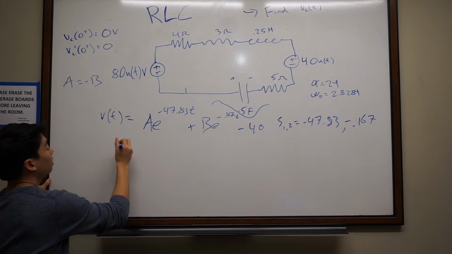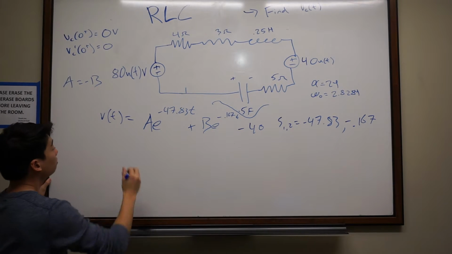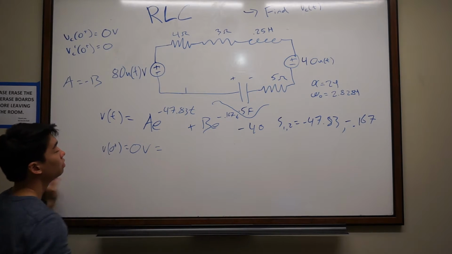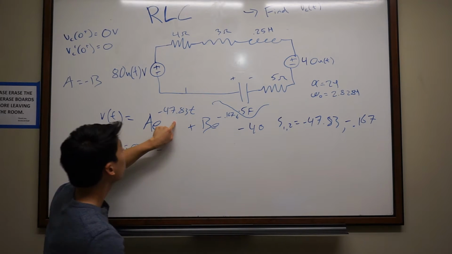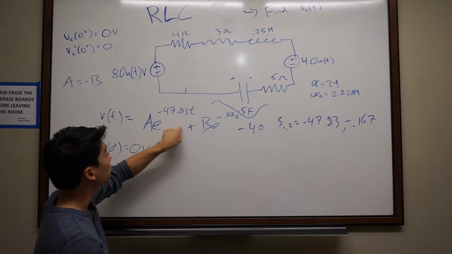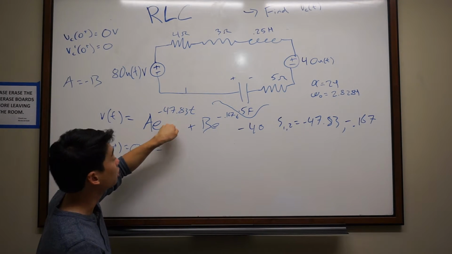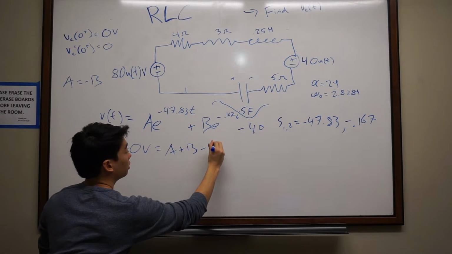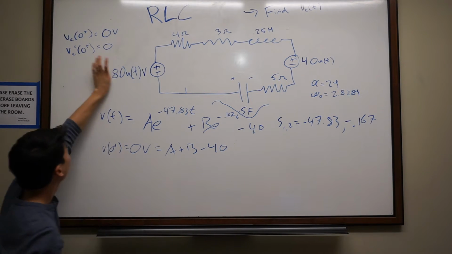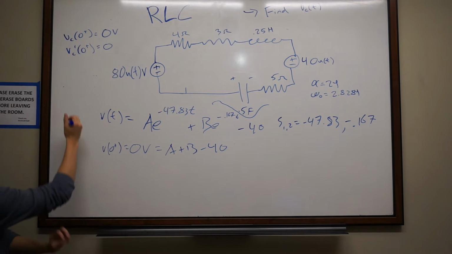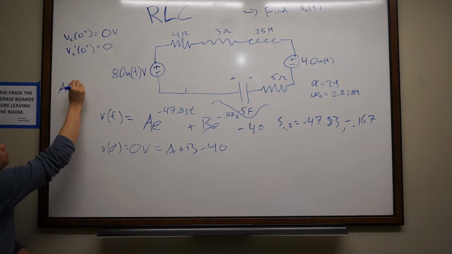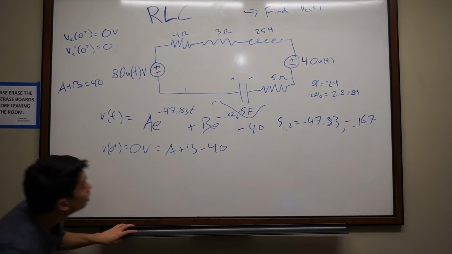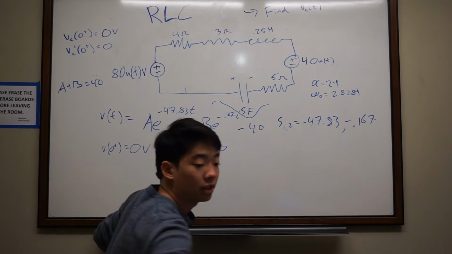Okay. So we know that V0 plus is equal to 0 volts, which is equal to, when you plug in 0 for the t's, the e's become 1s, so you have A plus B minus 40. So we have here that A plus B equals 40. After that, we can do the same thing with our derivative.